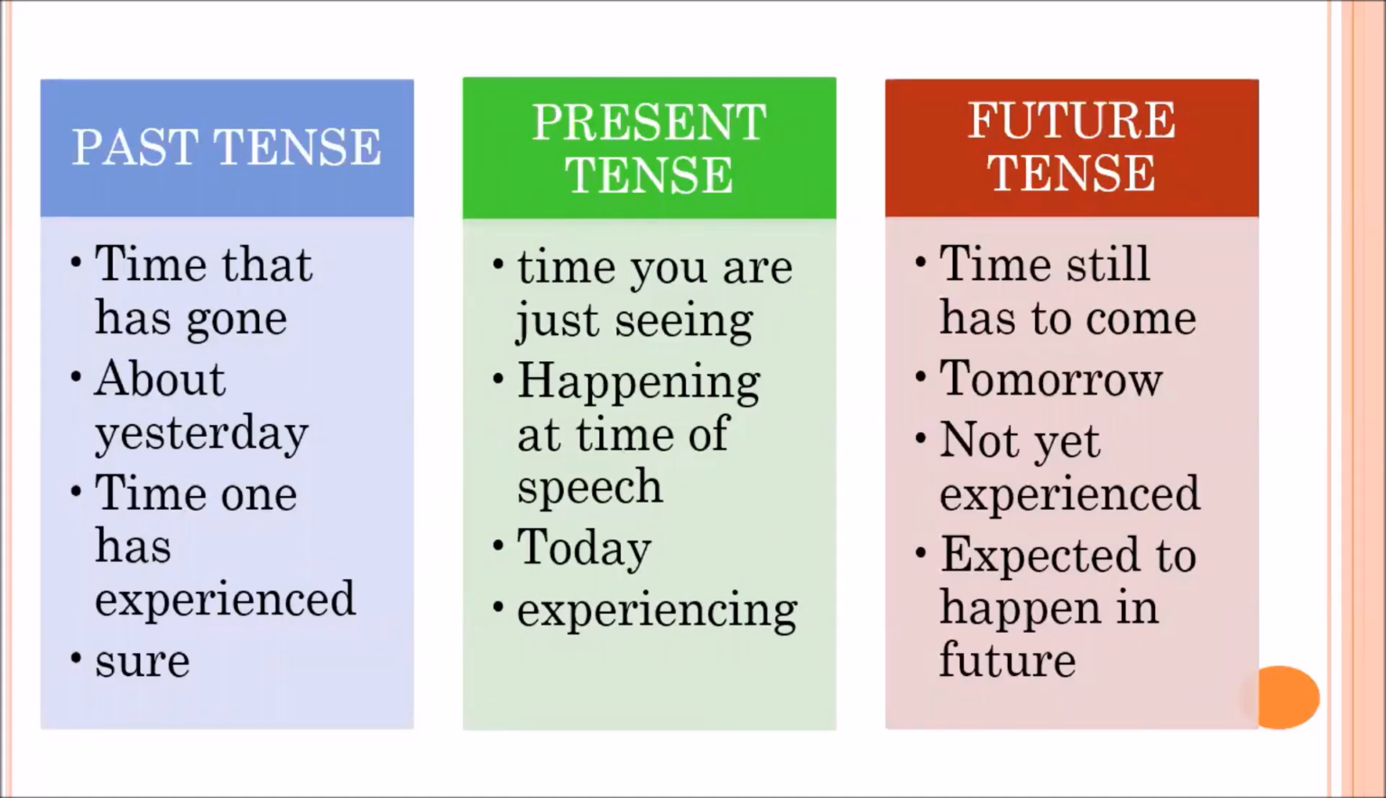Present is the time you are just seeing. It is happening at the time of speech. It is all about today. We are experiencing it at the moment. And last is future. It is the time that still has to come. All about tomorrow, not yet experienced. We can expect things to happen in future, but we cannot surely tell that it will happen or not. So I hope so far you have developed a bit of understanding about these three tense time divisions, past, present, and future.